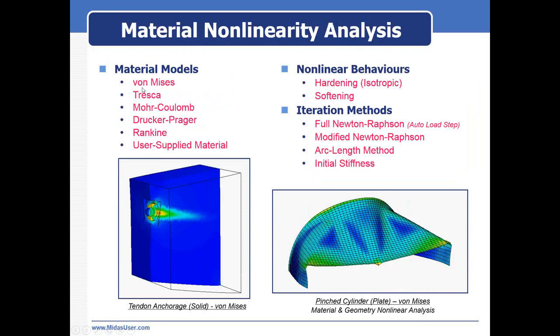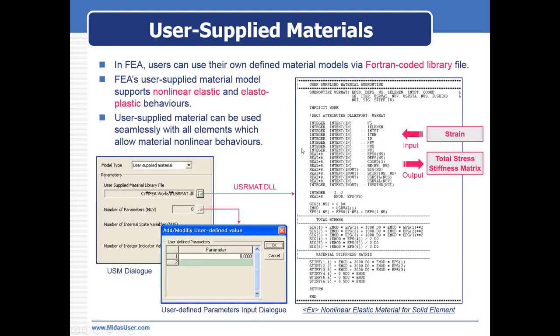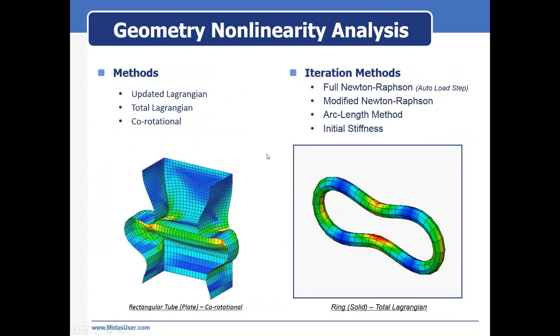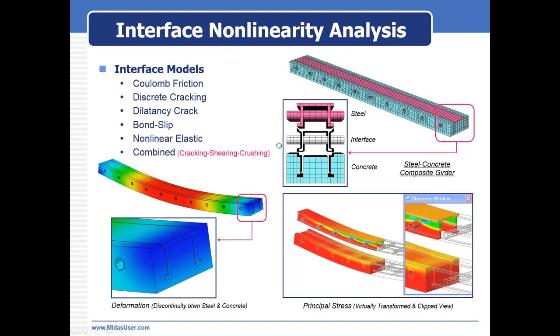Material nonlinear analysis. Von Mises, Tresca, Mohr-Coulomb, Drucker-Prager, Rankine. These are all supported in Civil, but FEA supports user-supplied material as well. The advantage with this material is that if some material nonlinearity function cannot be defined using these material models, then the users can write their own file which can be entered into the software, and material nonlinear analysis can be performed with this material. Another is geometric nonlinear analysis. These are the methods supported, and iteration methods are just like material nonlinear methods.